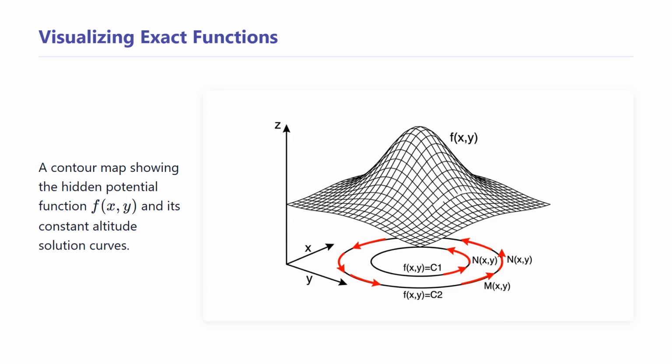Let us visualize what we have been calculating. Here you see a three-dimensional surface representing our hidden potential function, the mountain. Below it, projected onto the xy plane, are the contour lines. These loops represent our solutions, where the function equals a constant c. The red arrows show the M and N components, the local slopes we started with. Because the equation is exact, these local slope vectors perfectly trace out the continuous contour lines of the mountain above, proving that our path is perfectly balanced.